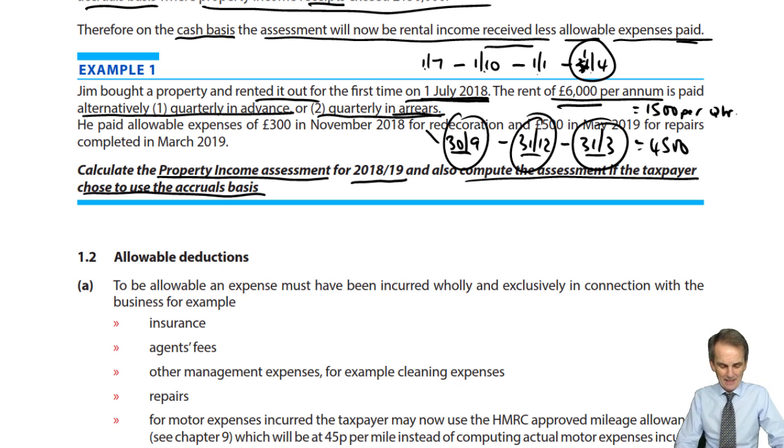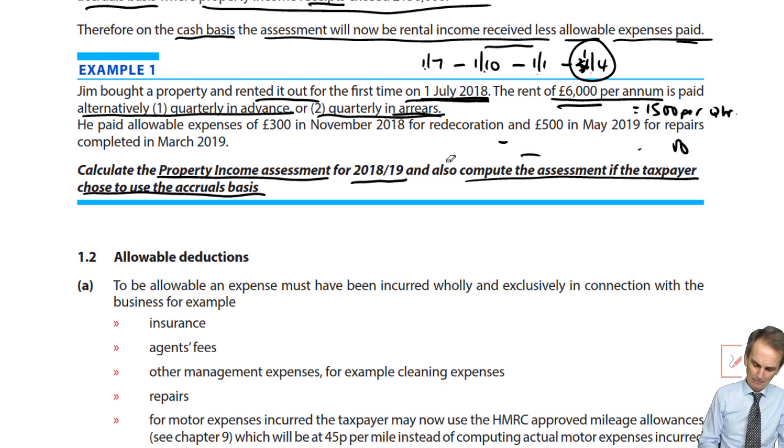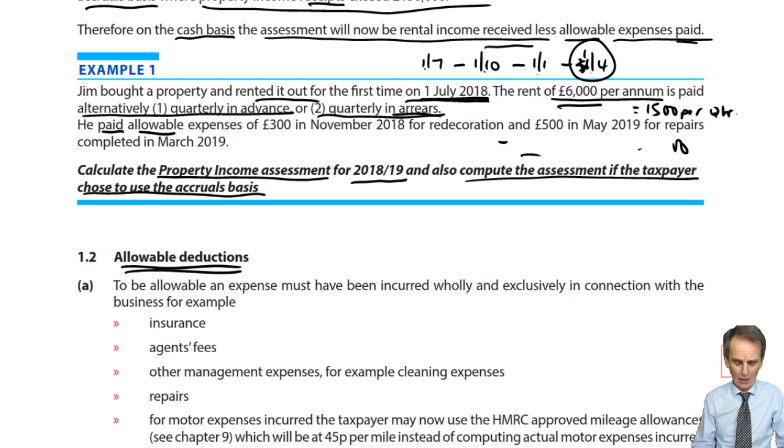Okay. Then as regards our expenses, let's get rid of that information there. Paid basis. He paid allowable expenses, more about allowable deductions down here in section 1.2, of £300 in November 18. Is November 18 within the 18-19 tax year? Yes, it is. So that amount is paid. That is a deduction this year.